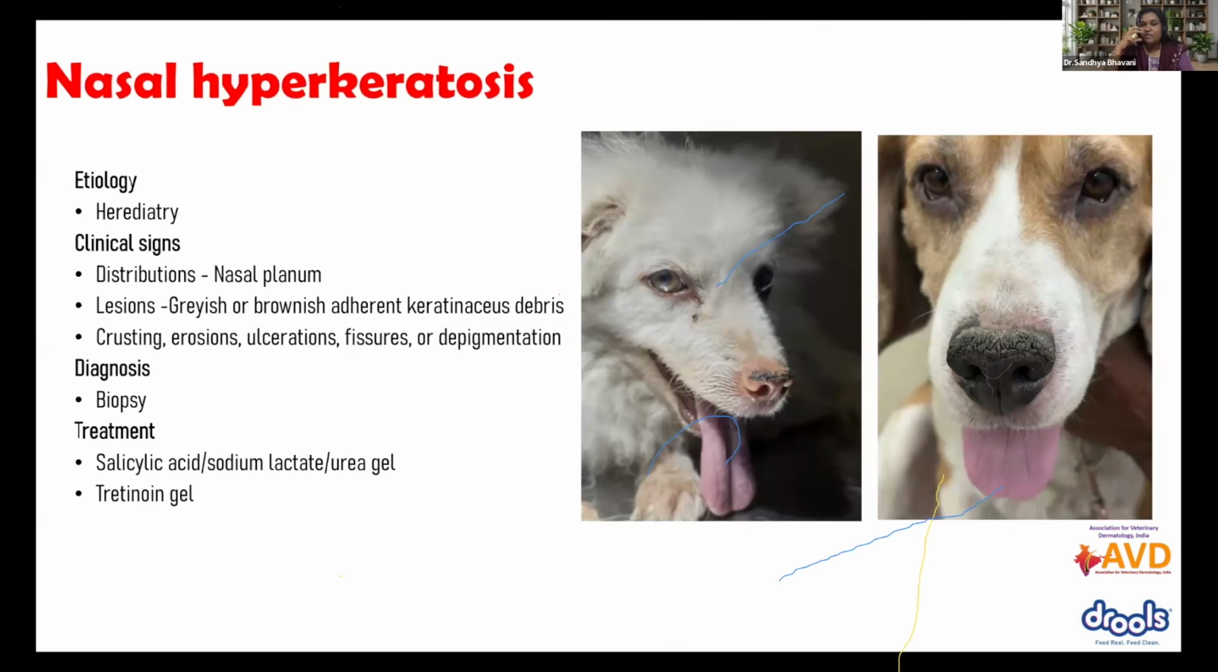So here there will be an adherent keratinous substance. There will be proliferation of keratin substance mainly on the nasal region. Frond-like projections will be present.